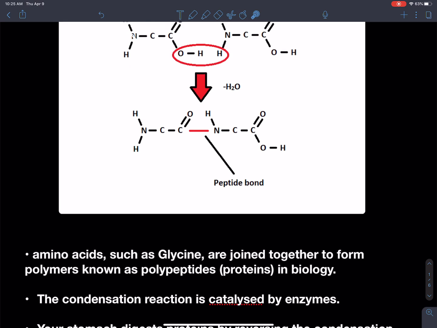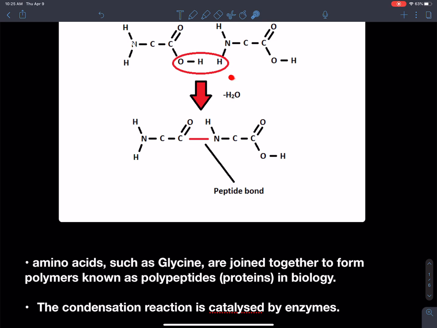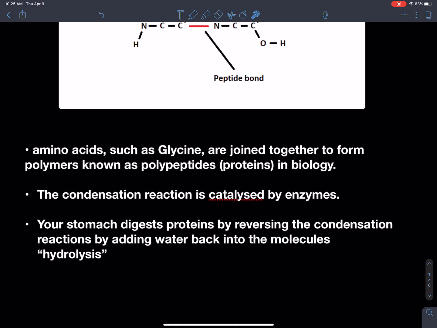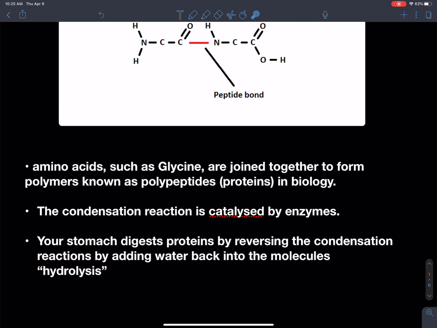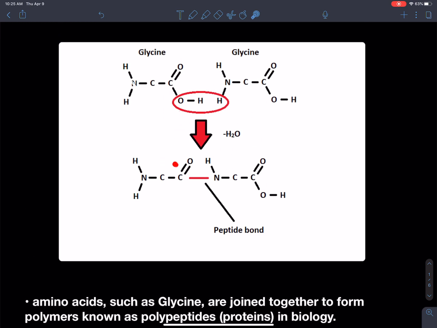On the other hand, your stomach is a highly acidic environment, right? And there's a lot of water around, so we can push the equilibrium back to the starting materials in the presence of acid and a lot of water. So your body will break down these peptide bonds to release the amino acids by reversing the reaction and putting water back in. That happens in your stomach. Your stomach digests proteins by reversing the condensation reactions by adding water back into the molecules. And that process is called hydrolysis. So we have condensation in the formation of these bonds and hydrolysis in the breaking of those bonds.